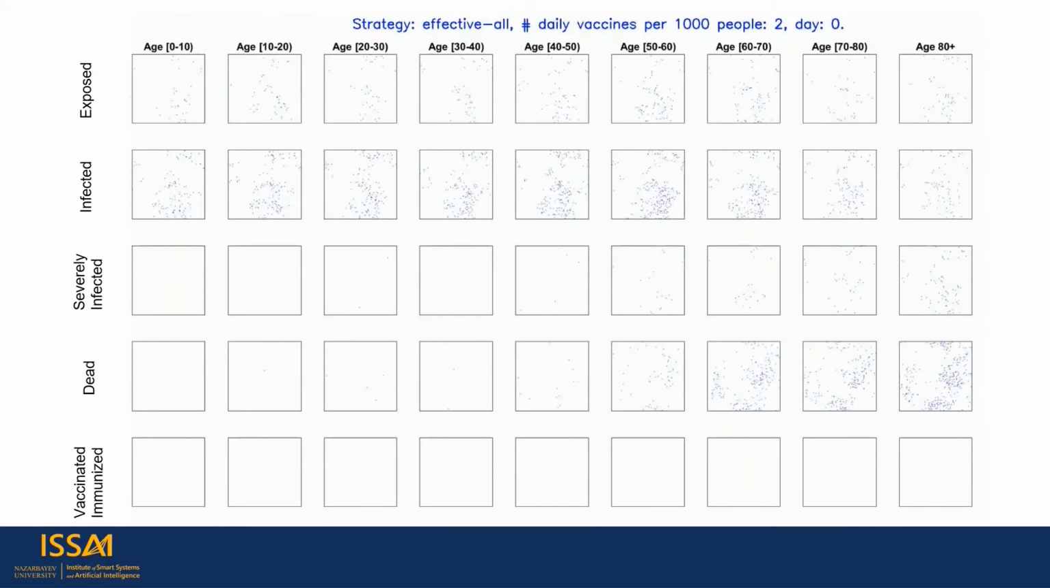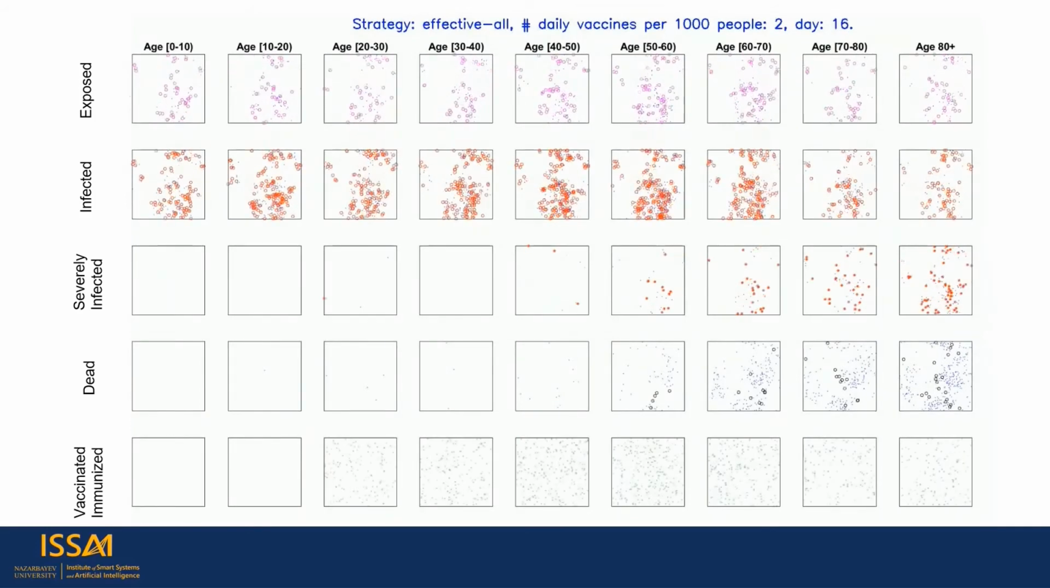So here are maps that are split based on the age groups from 0 to 80 plus. We have illustrated exposed, infected, severe infected, dead, and vaccination immunized states separately. Since we are starting from the last day of the calibration, we already have particles in each state. Small dots are the particles that transitioned to the illustrated states before the start of the vaccination.